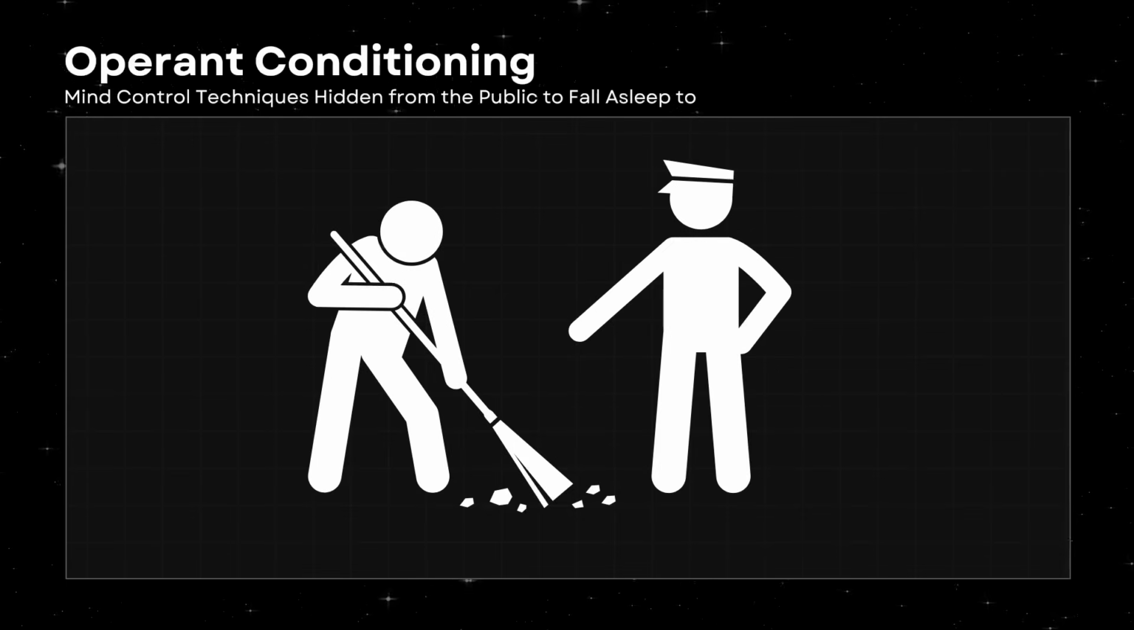Operant conditioning is a method used to shape behavior by linking actions to outcomes. When a behavior leads to a reward, people tend to repeat it. When it leads to a punishment, they avoid it. This form of training works well because it doesn't require direct commands. Instead, people learn through experience what is safe and what is risky. Over time, they adjust their behavior to avoid loss and gain approval.